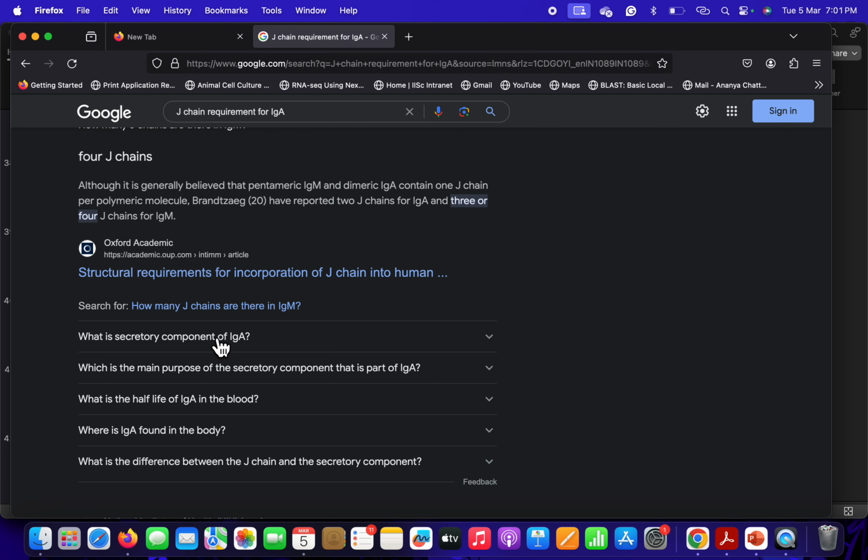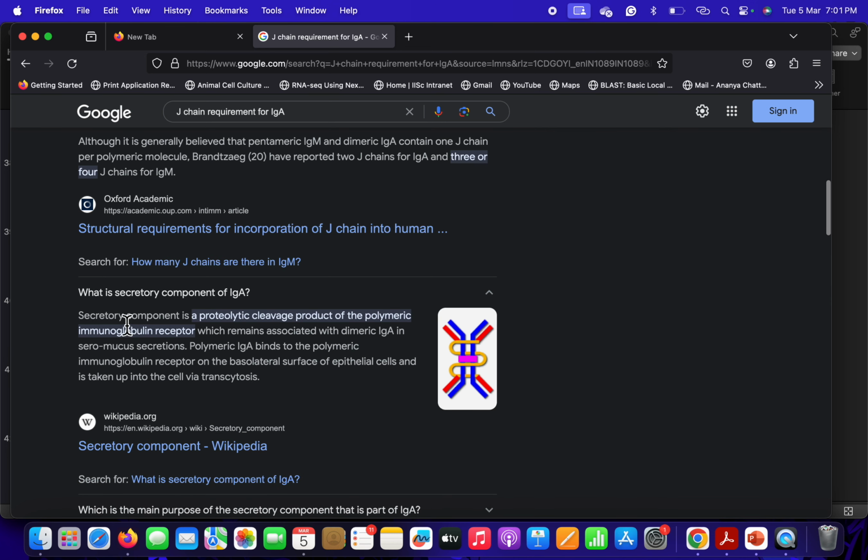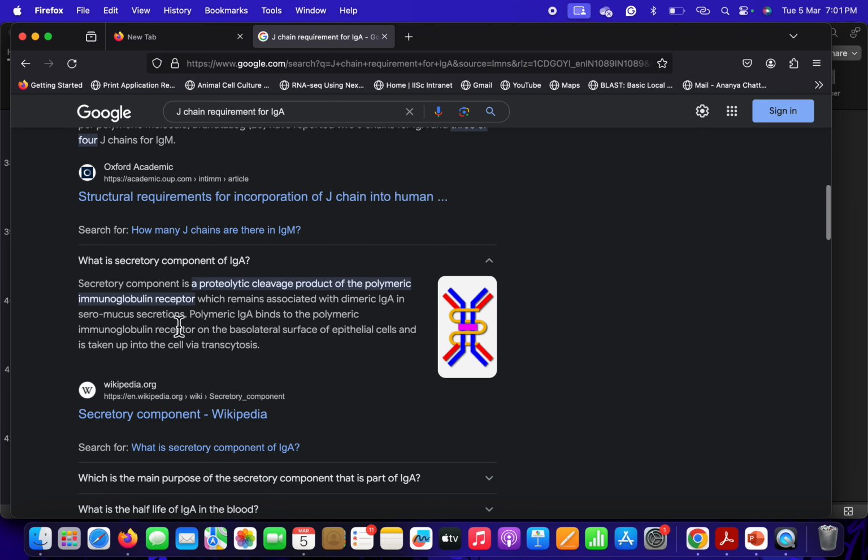What is secretory component? If you are asked what the secretory component for IgA is, secretory component is a proteolytic cleavage product of the polymeric immunoglobulin receptor, which remains associated with dimeric IgA in seromucous secretions. Polymeric IgA binds to the polymeric immunoglobulin receptors on the basolateral surface.